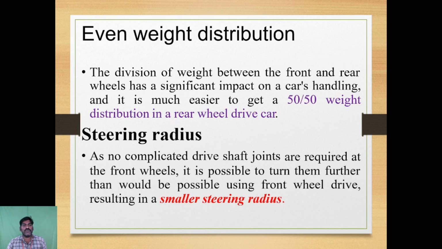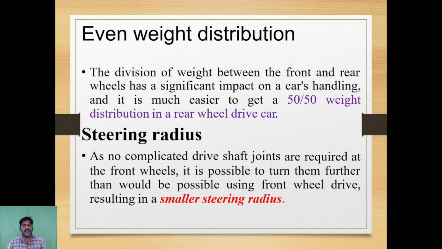Even weight distribution. First one, the deviation of weight between the front and the rear wheels has a significant impact on a car's handling, and it is much easier to get a 50 by 50 weight distribution in a rear wheel drive car.